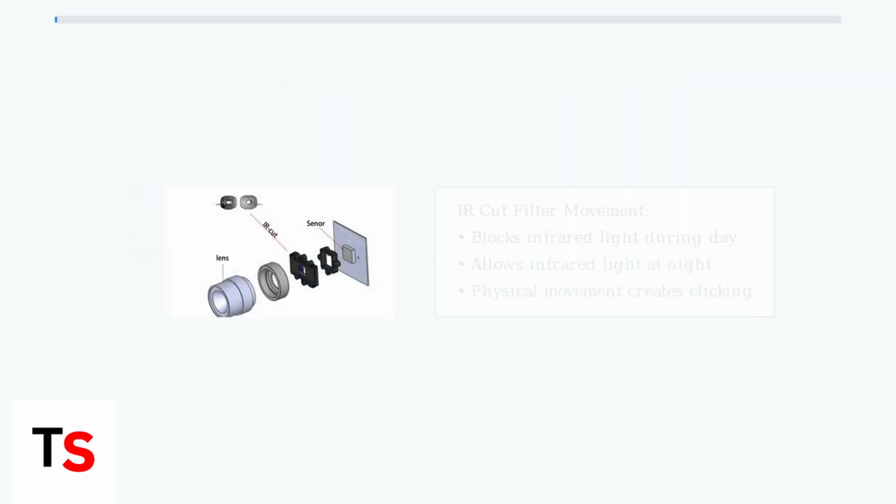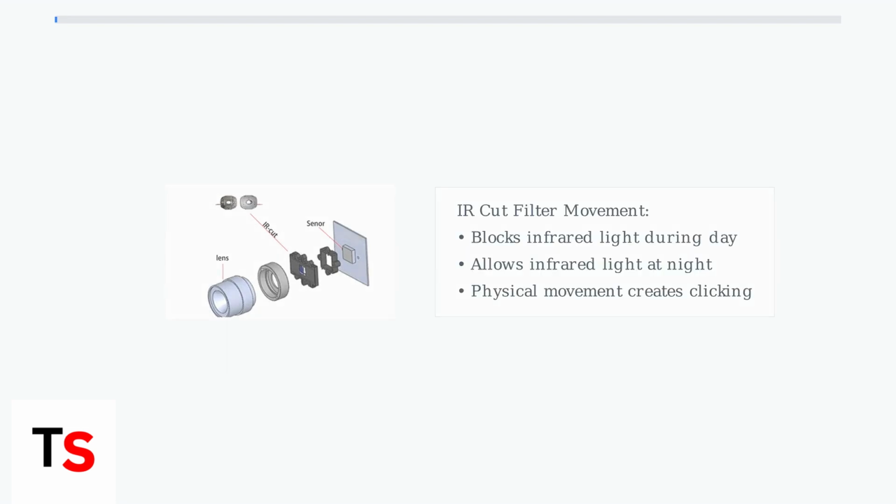Here's how the infrared cut filter works inside your camera. This mechanical component moves back and forth, creating the clicking sound you hear. Now let's look at the practical solutions to minimize or eliminate this clicking noise.